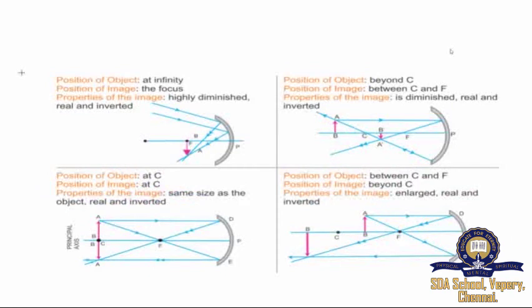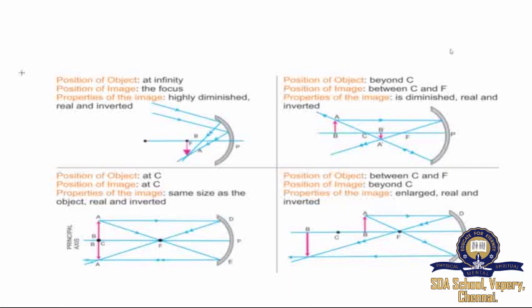If the position of object is at infinity, position of image is at the focus. Then the properties of the image is highly diminished, real and inverted. If the position of object is beyond C, the position of image is between C and F, then the properties of the image is diminished, real and inverted.